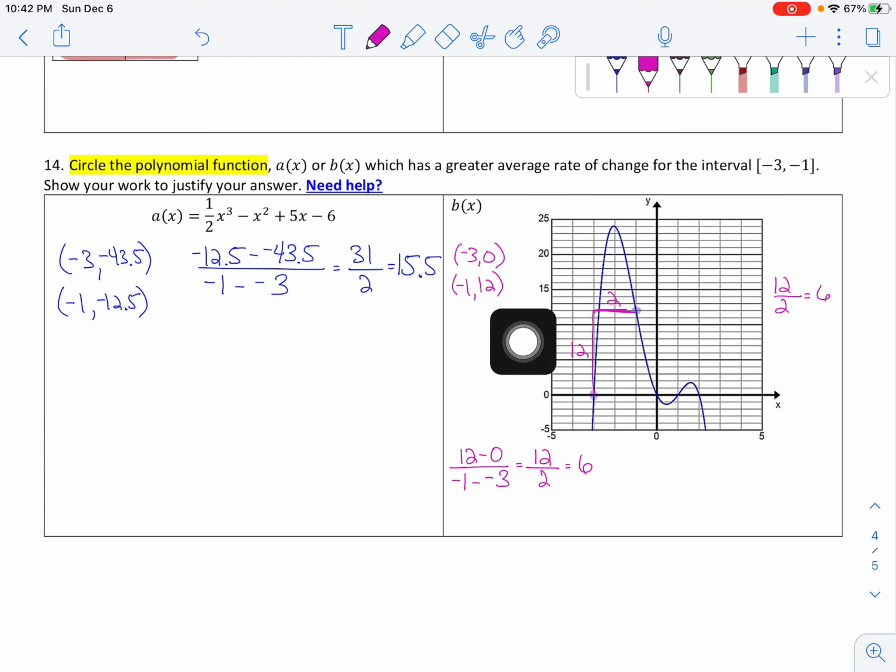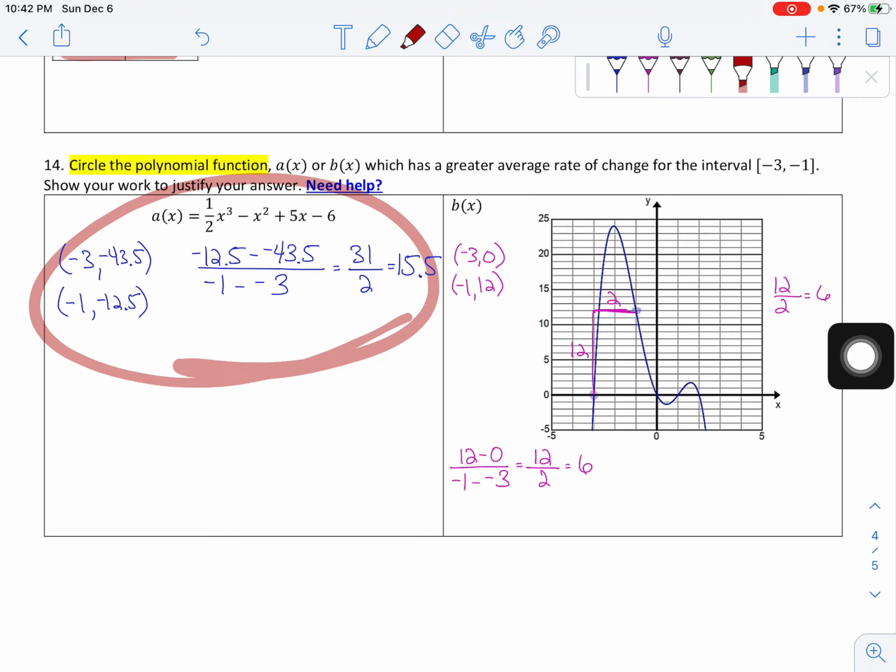Okay. So now I know my average rate of change for a of x is 15.5, and I know my average rate of change for b of x is 6. Which one of those is greater? A of x. All right, it is clearly greater to be changing 15.5 per unit than 6, whatever the units on the x-axis would be.